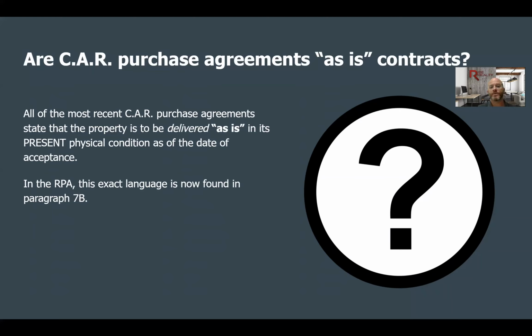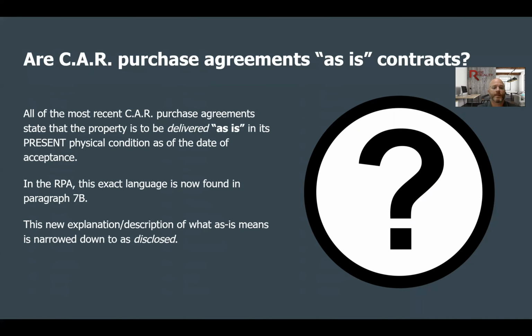This exact language in the new RPA is found in 7B. And this new explanation or description of what as is means is narrowed down to as disclosed now.